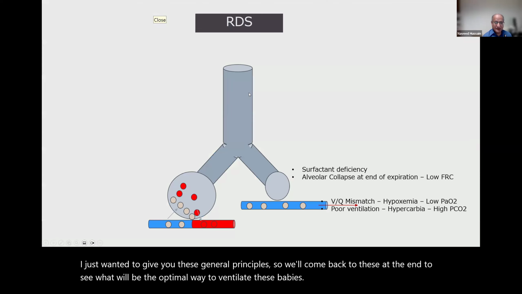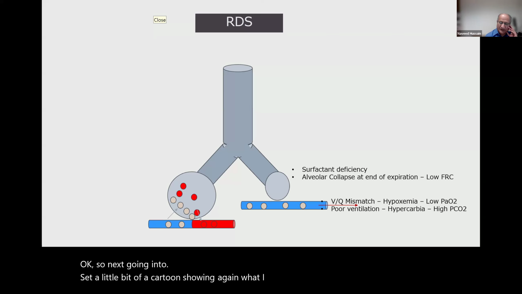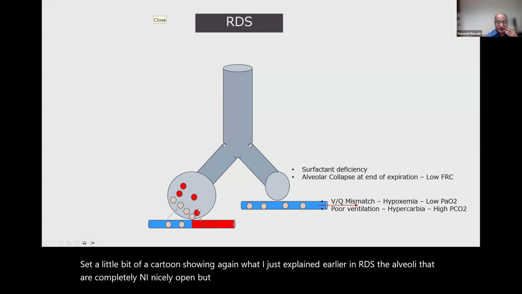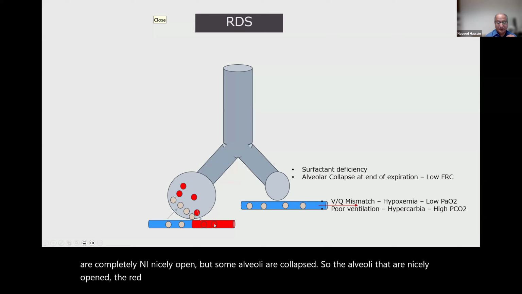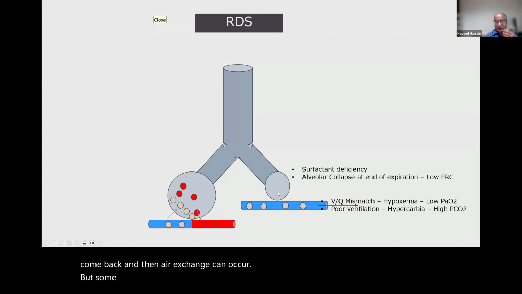Okay, so next, going into a little bit of a cartoon showing again what I just explained earlier in RDS. There are alveoli that are nicely open, but some alveoli are collapsed. In the alveoli that are nicely open, the red oxygen molecules can get into the blood, and the gray CO2 molecules can come back, and then gas exchange can occur. But some alveoli are collapsed, and so you do not have oxygen exchange, and so you have a VQ mismatch.